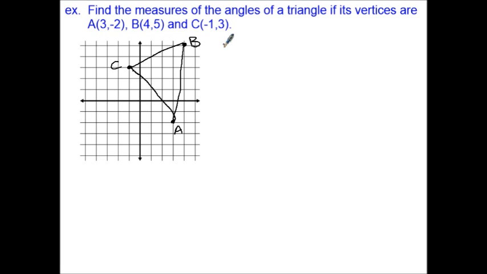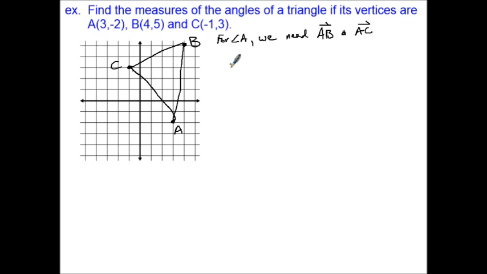Alright, so for angle A, the two vectors that form angle A are vector AB and vector AC. Basically, just imagine the sides of the triangle being vectors. That being said, in order to use that formula we were just talking about, we need to know what the vectors are in their component forms and their magnitudes, and then we can use our formula.